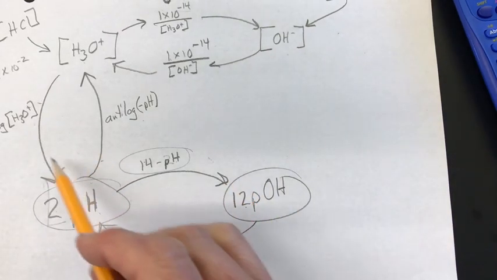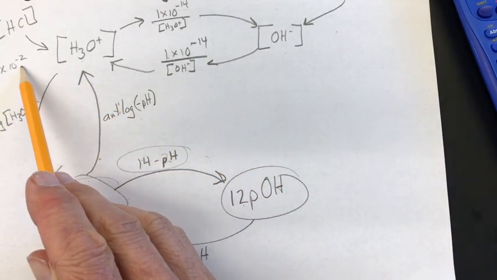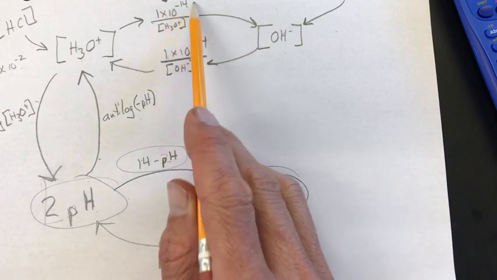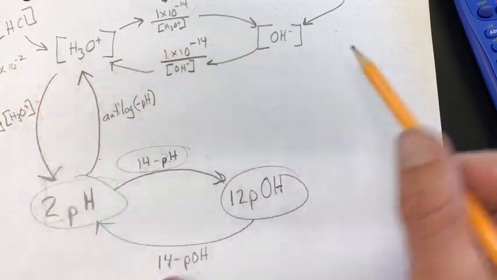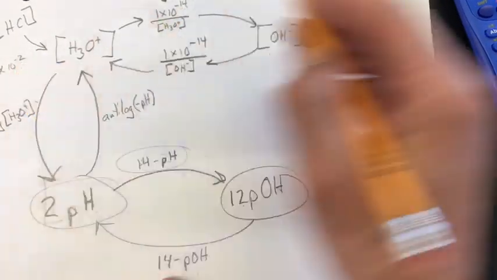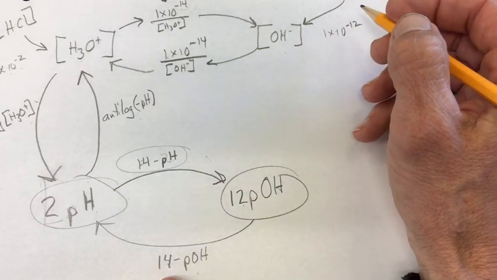You're starting to get the idea of how we can go around this chart. Now, if I had 1 times 10 to the negative 2, how would I find the concentration of hydroxide over here? Remember, I would take this number divided by that number. So in this example case, that would get us to be 14 minus the minus 2, which would be 1 times 10 to the negative 12.